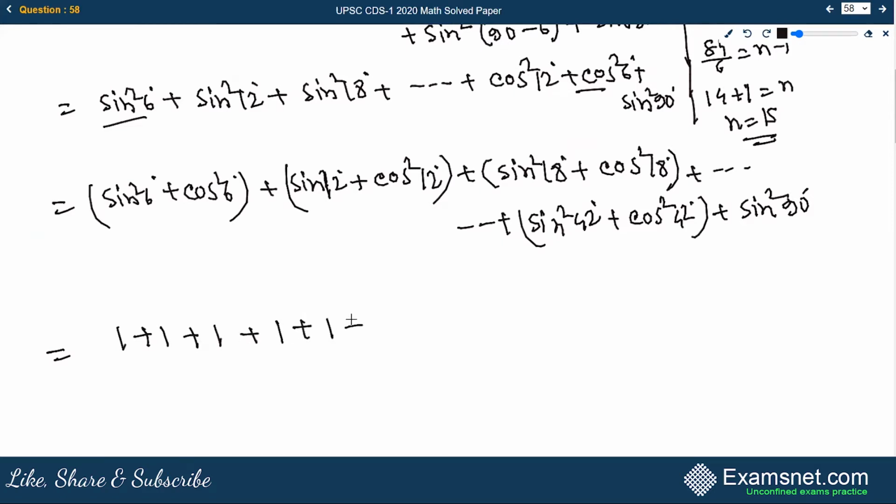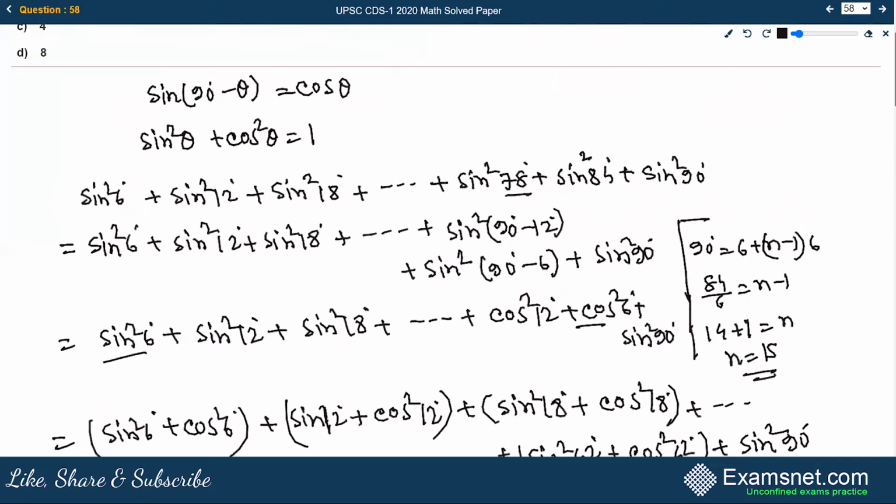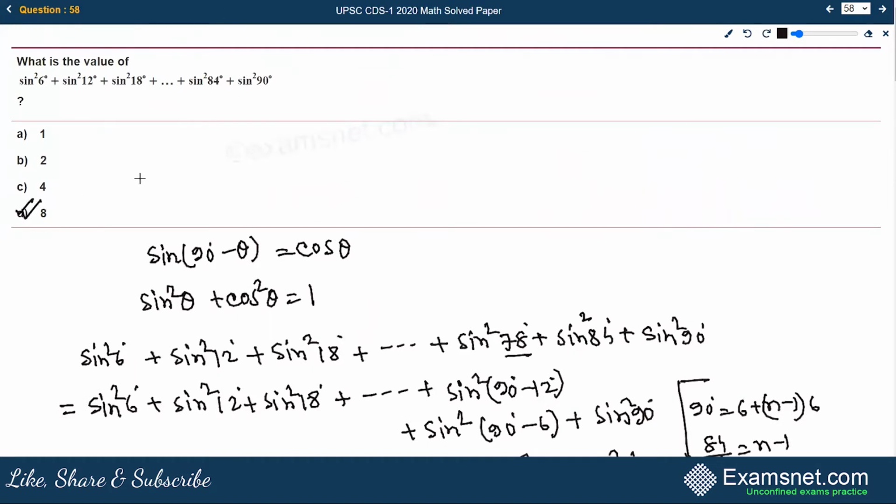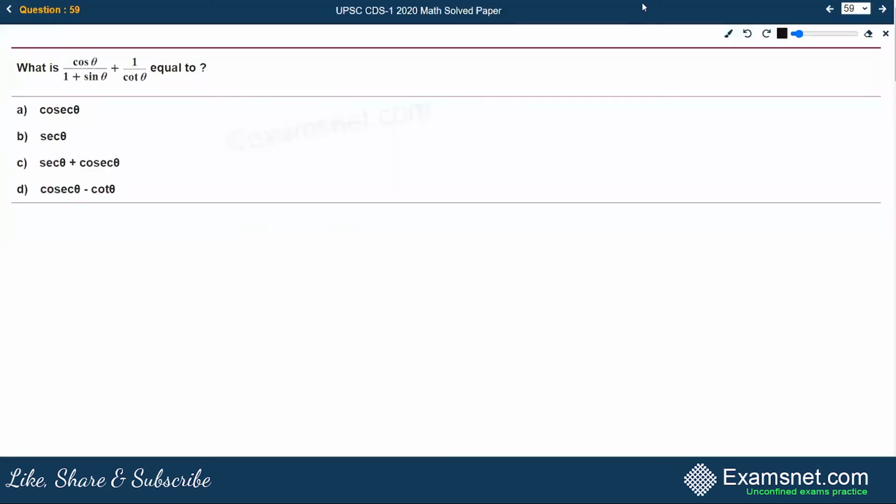So here we will get, and also sine 90 degree, the value of sine 90 degree, that is also 1. So there we can see, yes, we will get 1 2 3 4 5 6 7 8, 8 we will get. So the value of this expression is 8. Option D is the correct answer.